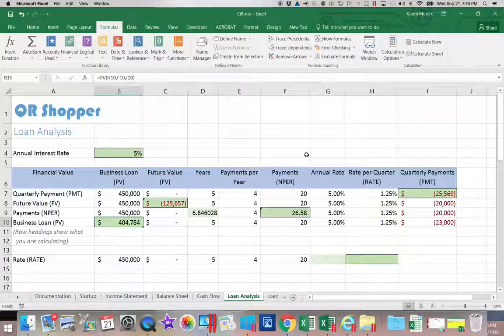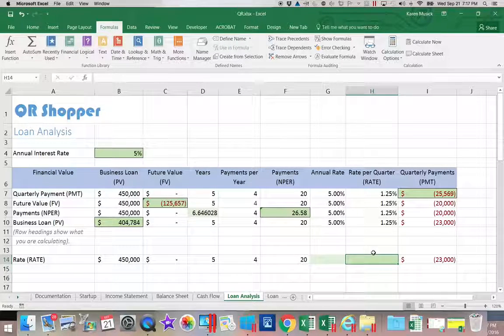And the last question they might want to try to figure out is, if I paid $23,000, how much would the interest rate have to be for me to pay off a $450,000 loan? So you might want to see, is that interest rate close? And then maybe I could go to another bank or try to negotiate. But if it's way off, then obviously that's just not an option. So that's how we could use the rate function.